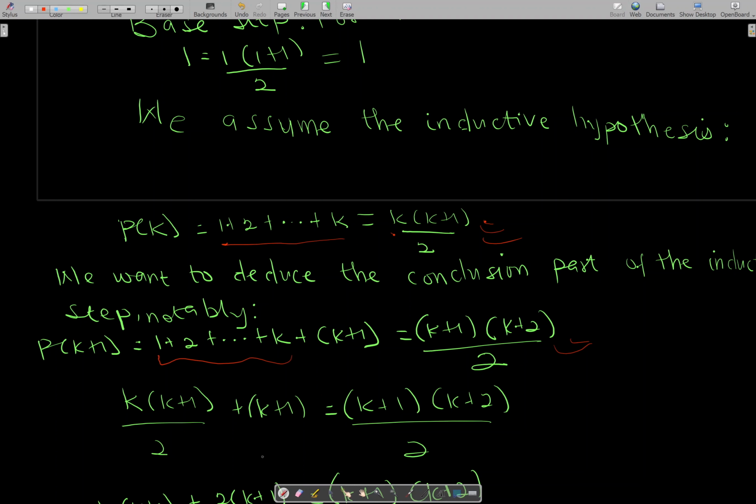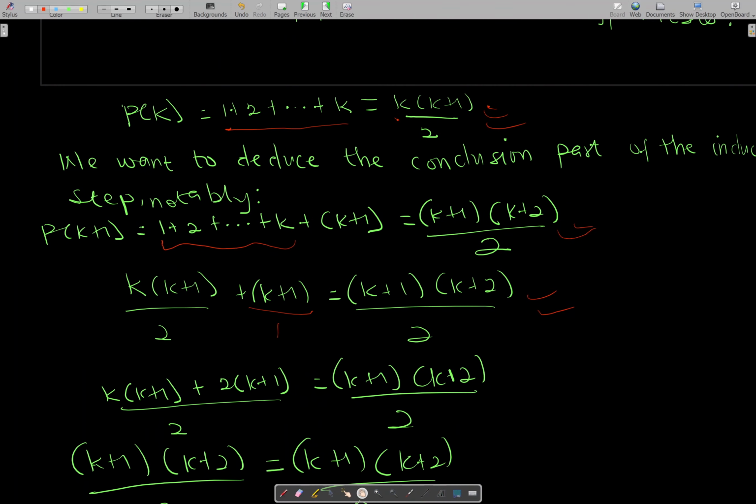Then the next step, the next term is k plus 1. So we have k times k plus 1 divided by 2 plus k plus 1 equal to what we have on the right hand side of the equal sign. Now on the left hand side, we express this as a single fraction. And how do we do that? You see, k plus 1 is divided by 1, so we find the LCM of the denominators. The LCM of 2 and 1 is 2.